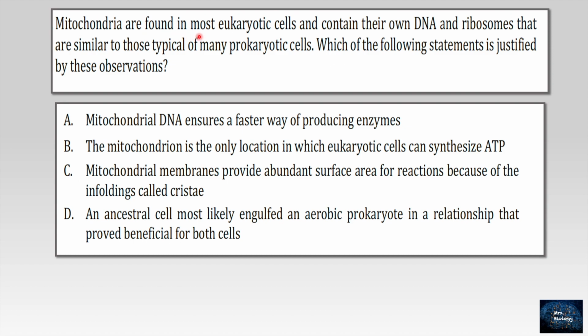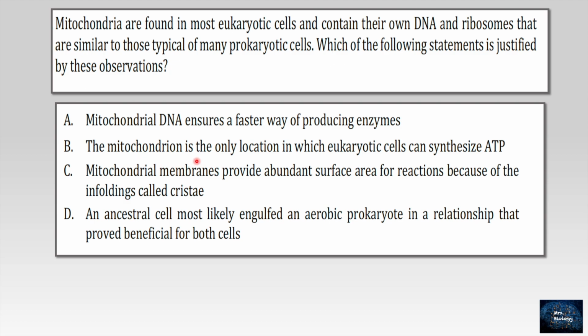Mitochondria are found in most eukaryotic cells and contain their own DNA and ribosomes that are similar to those typical of many prokaryotic cells. So we want to relate prokaryote to eukaryote. Which of the following statements is justified by these observations? A. Mitochondrial DNA ensures a faster way of producing enzymes. Okay, the statement is right, but it's not related to what we need.